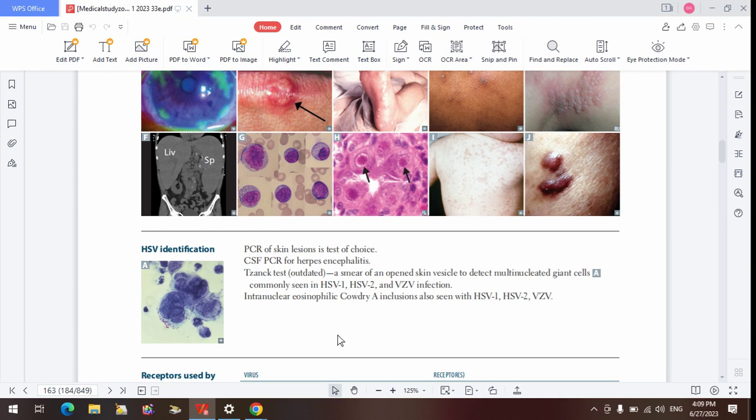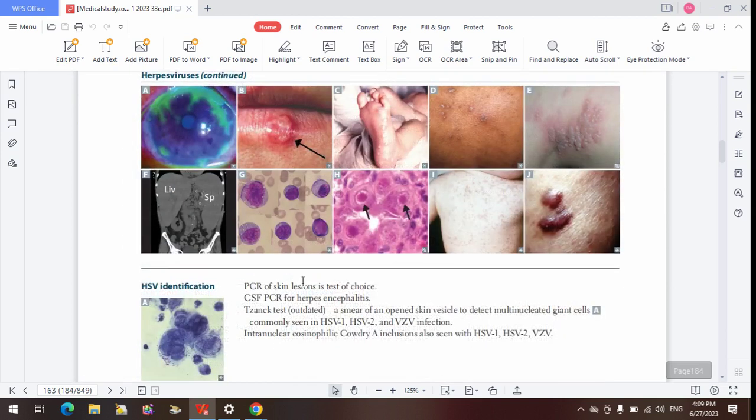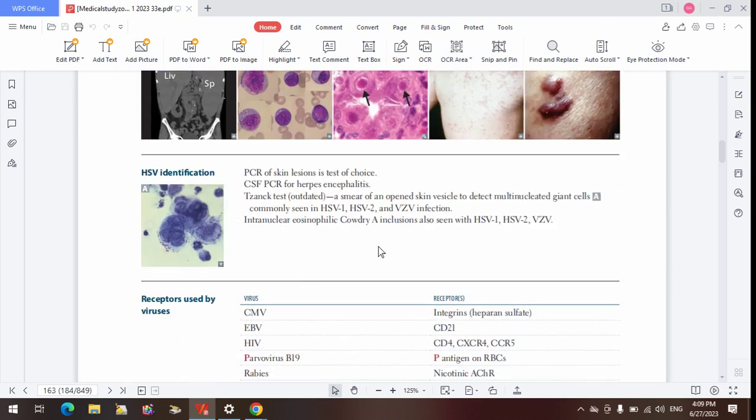You can also find Cowdry B inclusion in CMV infection. Someone that has a cytomegalovirus infection, human herpes virus type 5, can have Cowdry B inclusion. So don't worry, if they are going to test anything about this, they are going to mention it. Once they mention it, you know what they are talking about. So Cowdry A is for the three: type 1, 2, and the varicella zoster.